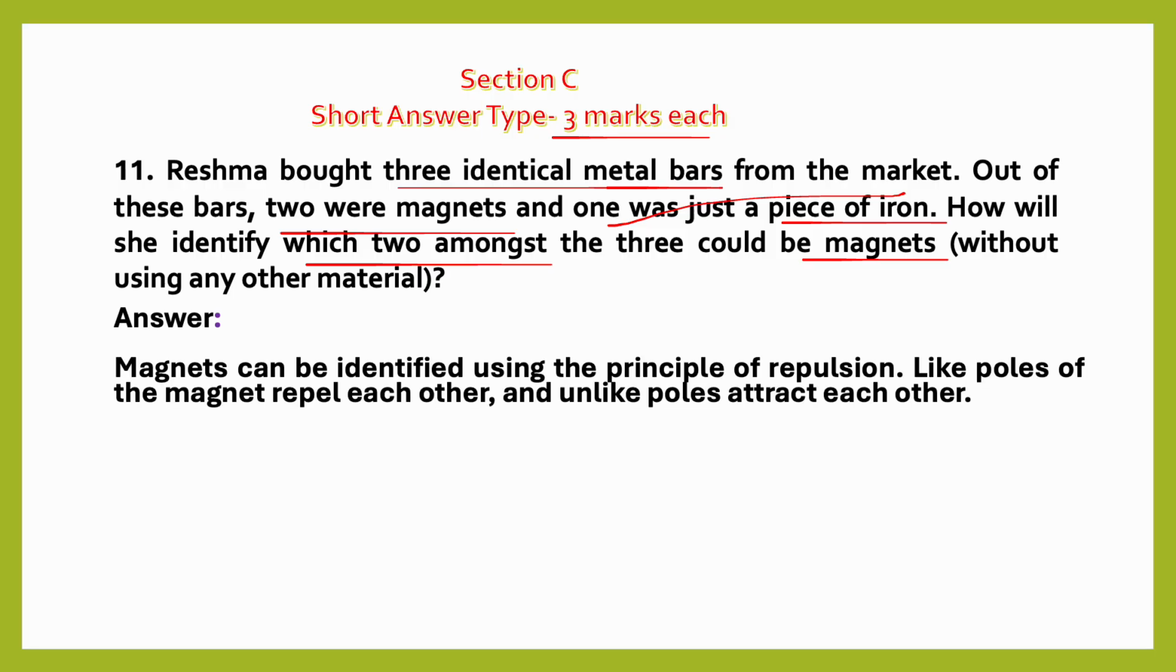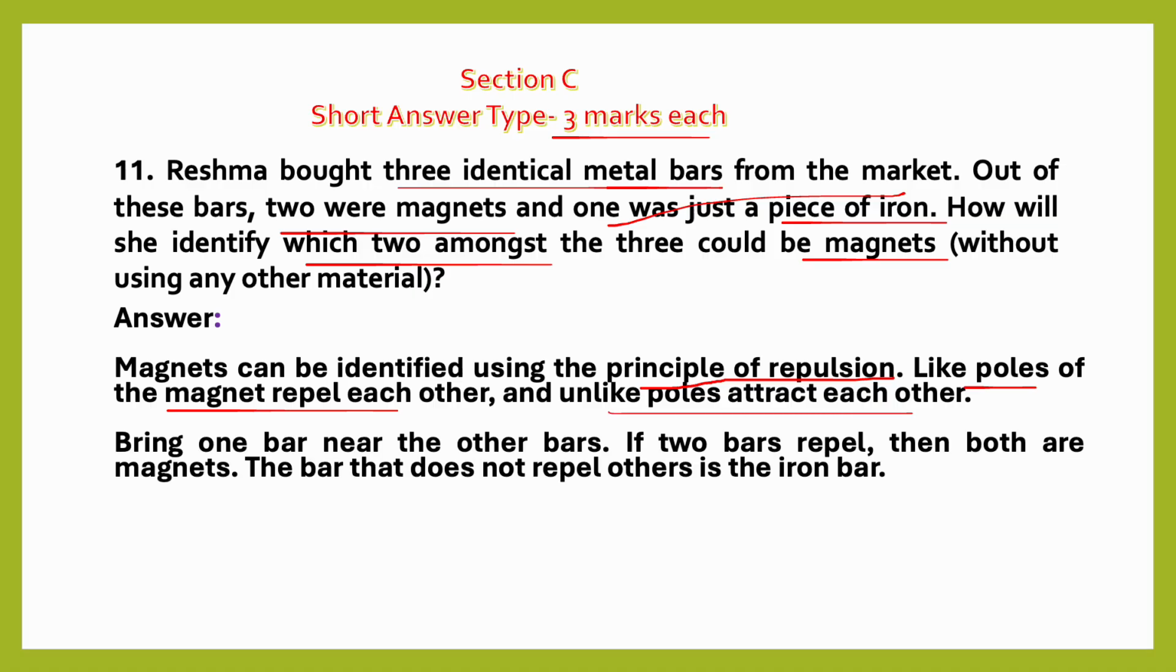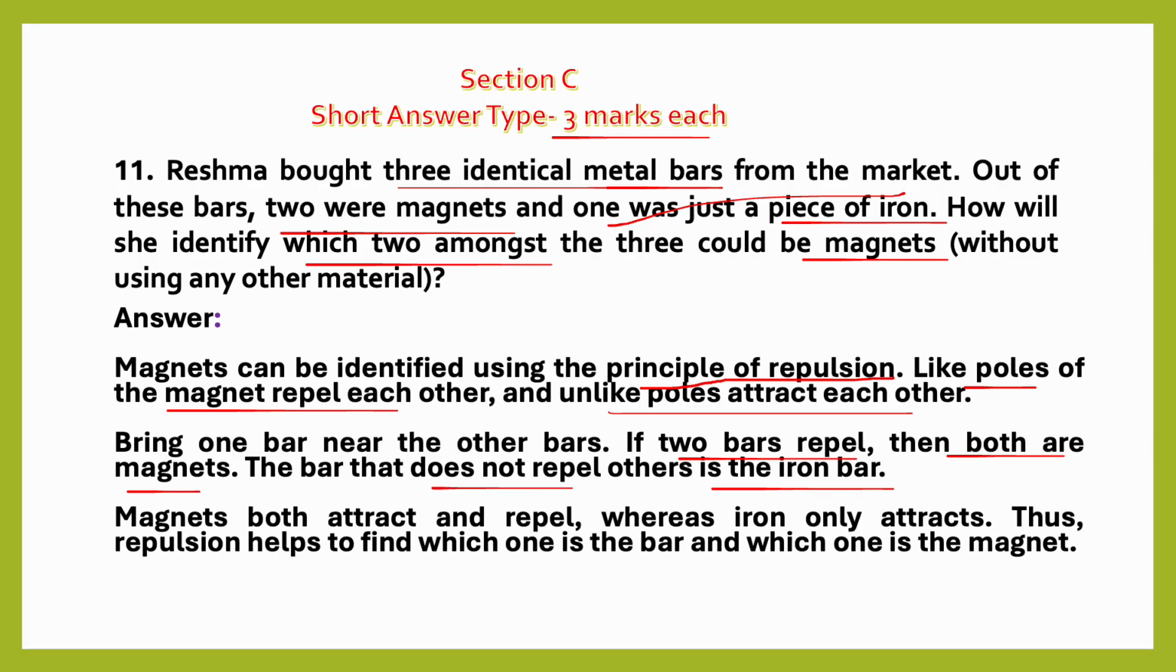See, magnets can be identified using the principle of repulsion. Like poles of the magnet repel each other and unlike poles attract each other. So, bring 1 bar near the other bars. If 2 bars repel, then both are magnets. The bar that does not repel others is the iron bar. So, magnets both attract and repel, whereas iron only attracts. Thus, repulsion helps to find which one is the iron bar and which one is the magnet.